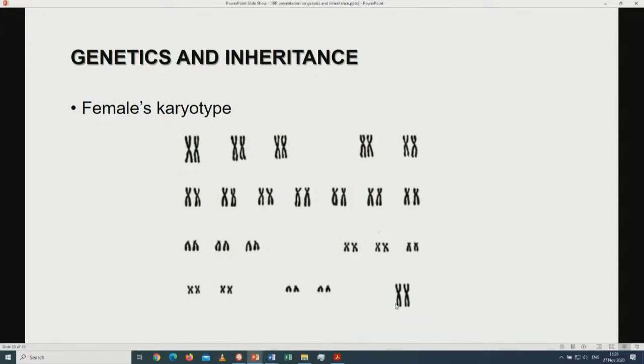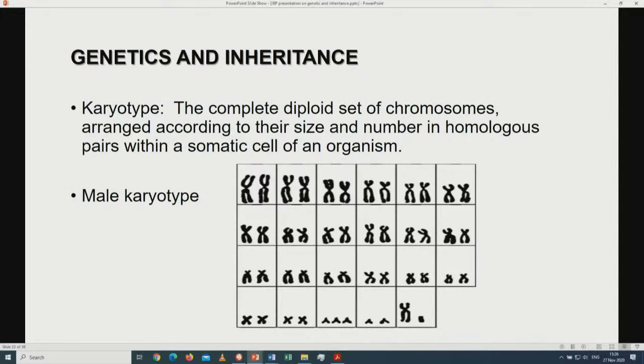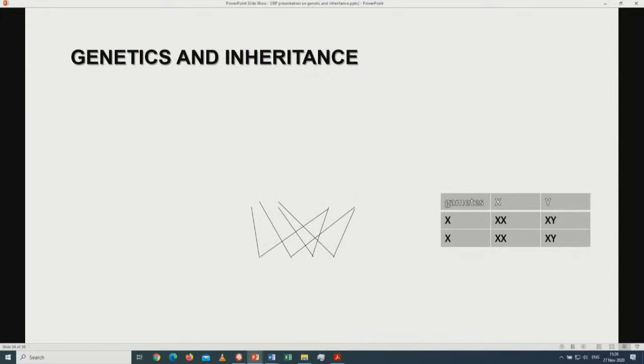And then the female karyotype, when we look at pair 21, they have the same size, the same shape, the same structure. Now, we can easily distinguish between the male's karyotype and the female's karyotype.